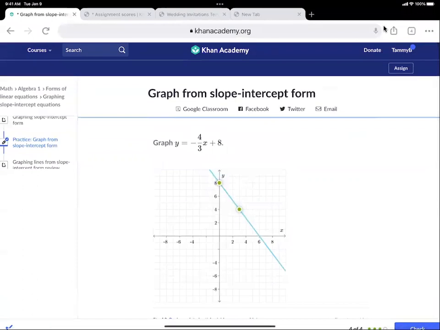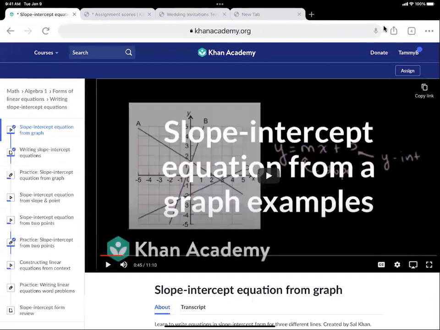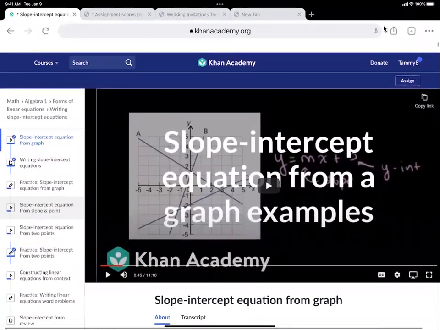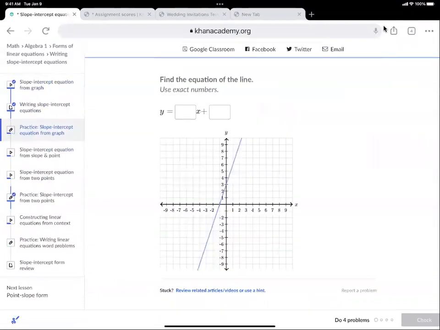And then on the other one, I wanted to show you, is this it? We're not going to watch the video, obviously. I just want to find slope intercept equation, writing from a graph. There we go. These are super easy.